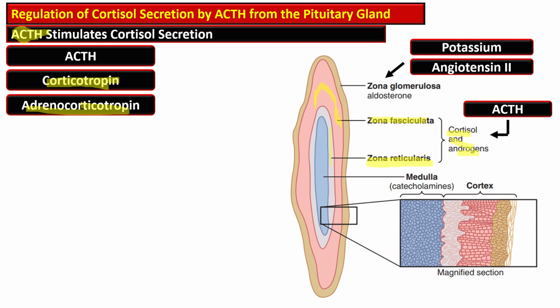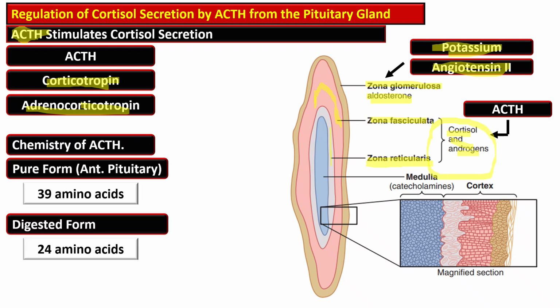Unlike this, the zona glomerulosa, that is the outermost part of the adrenal cortex, is controlled by angiotensin 2 and potassium secretion, and is responsible for the formation of aldosterone. So ACTH, remember, is responsible for both cortisol and androgen secretion.